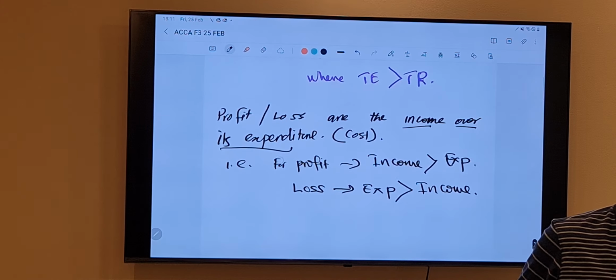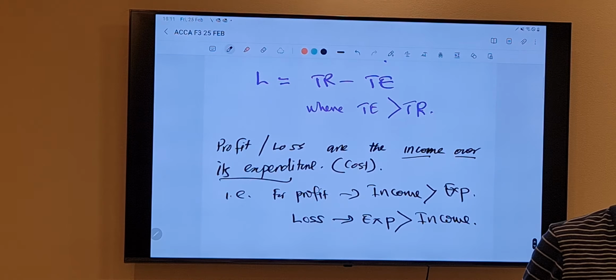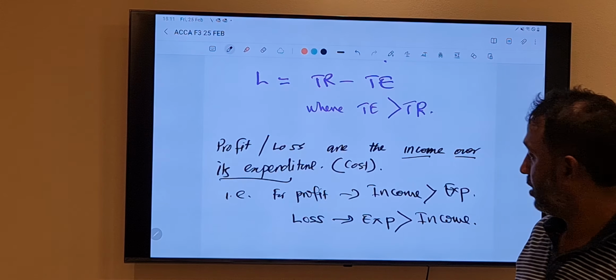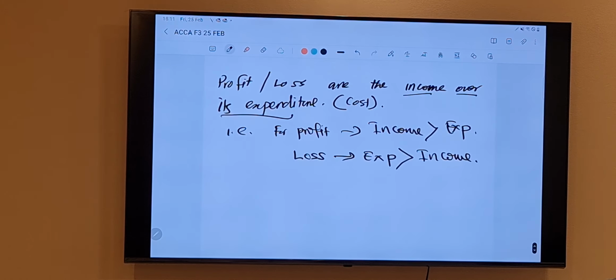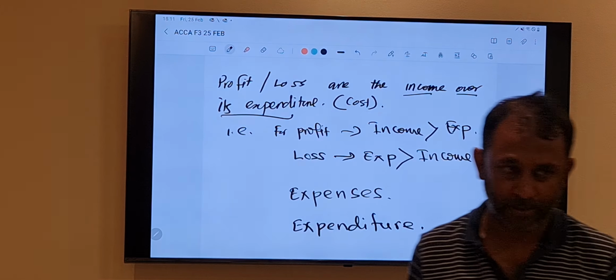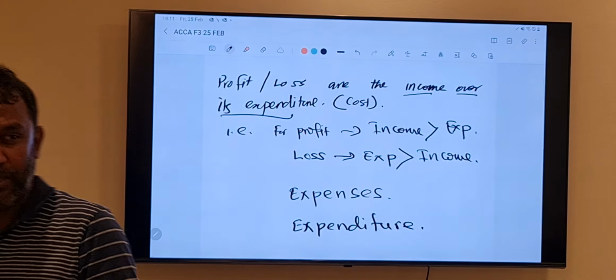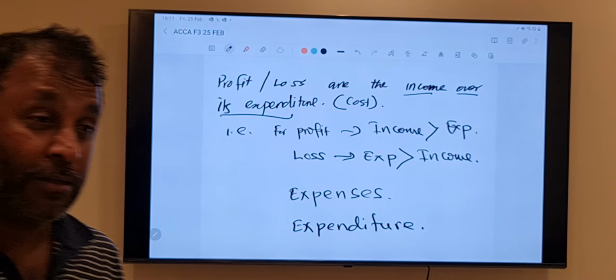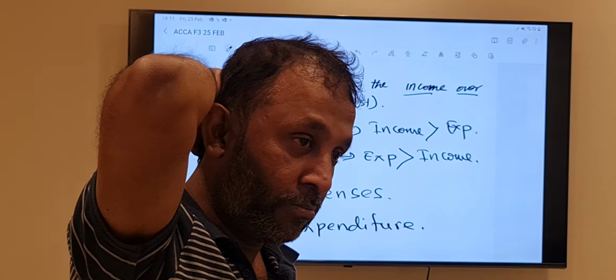This one is exhibiting. What's the spelling? Expenses, spelling only like this. E-X-P-E-N-S-E-S. Sometimes you also write another word, expenditure. Both are the same meaning. Expenses for all the expenditure. In Arabic, what is that? Masrufat.